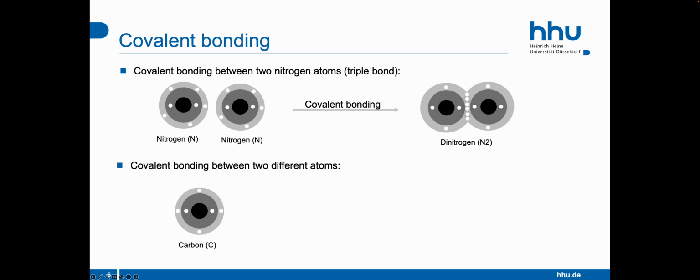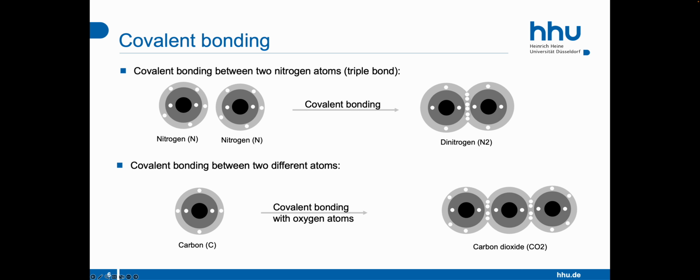For example, it can bind to 2 oxygen atoms to form carbon dioxide, CO2. With each of the oxygen atoms, it can share 2 electron pairs. As a result, the carbon atom as well as the oxygen atoms have filled outer electron shells. Alternatively, a carbon atom could also bind to 4 hydrogen atoms or to 1 nitrogen atom and to 1 hydrogen atom to fill its outer electron shell.